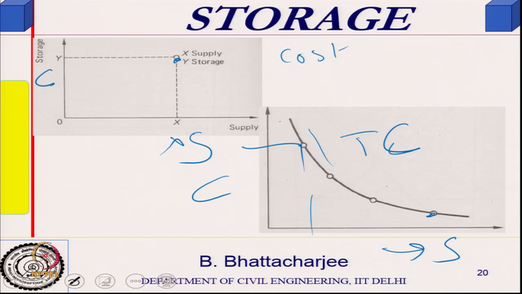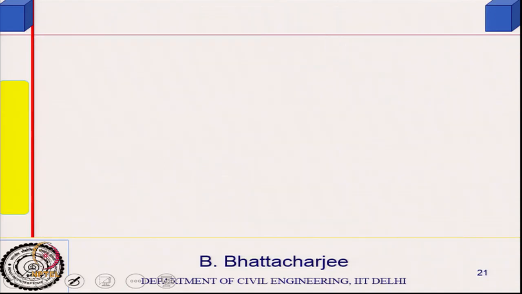This is a curvature, showing it is not linear, but had it been linear, it would have been something like this. For a given S value, I have a TC 1 value, a TC 2 value which is smaller, and a TC 3 value, smaller still. So for different total cost values, I will have a set of curves.